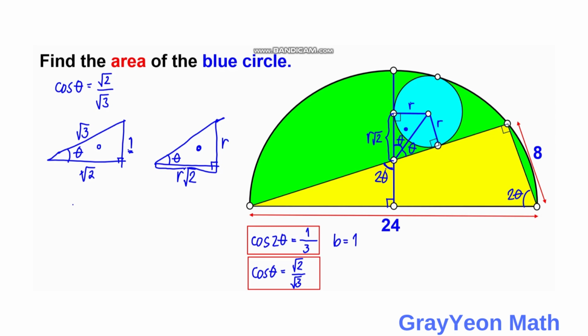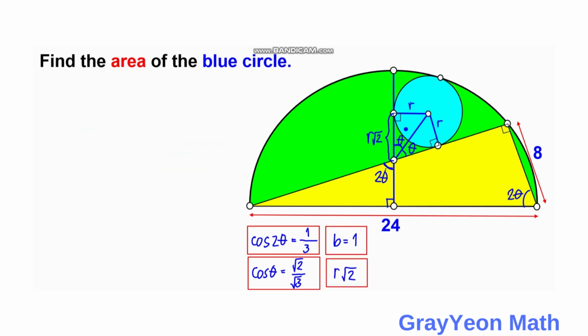Okay, so to put it in another way, let's say that tangent theta is opposite over adjacent, so we have 1 over square root of 2 is equal to r over, let's say this is x, so r over x. If we cross multiply, we have x equal to r square root of 2 over 1. So this length is really equal to r square root of 2.